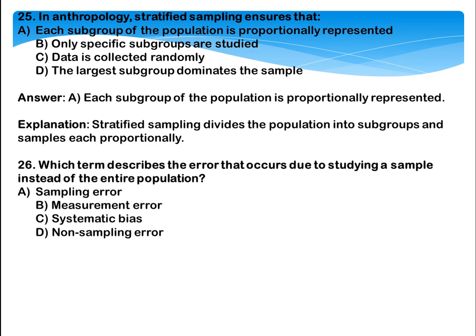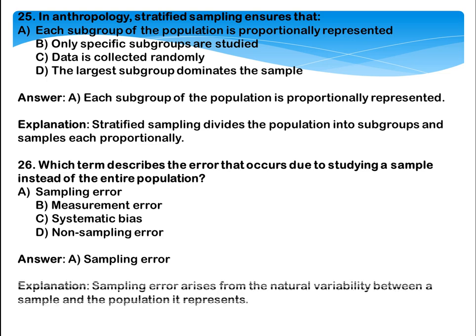26. Which term describes the error that occurs due to studying a sample instead of the entire population? A. Sampling error. B. Measurement error. C. Systematic bias. D. Non-sampling error. Answer: A. Sampling error. Explanation: Sampling error arises from the natural variability between a sample and the population it represents.